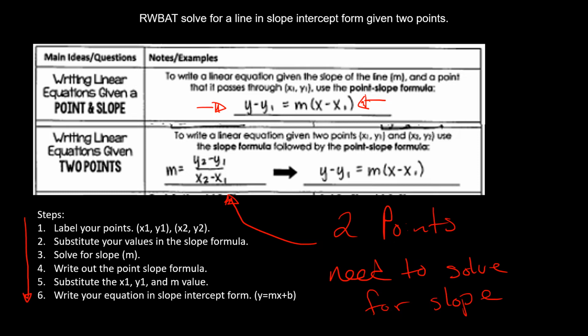So you'll label your points, x1, y1, x2, y2, substitute your values in the slope formula, and solve for slope. When we have slope, we can then write out our point slope formula, substitute x1 and y1 and slope value, and then write our equation in slope-intercept form. So let's go ahead and do a couple of problems together.